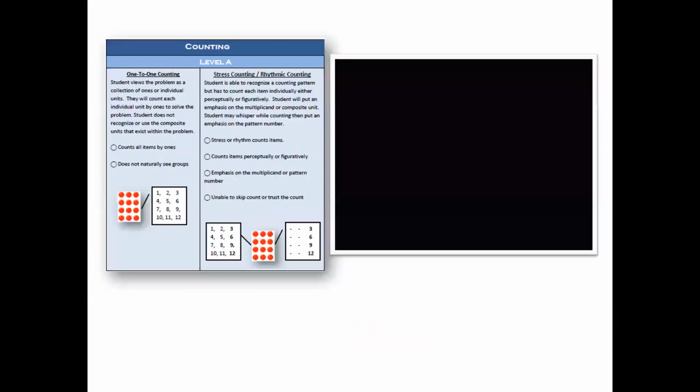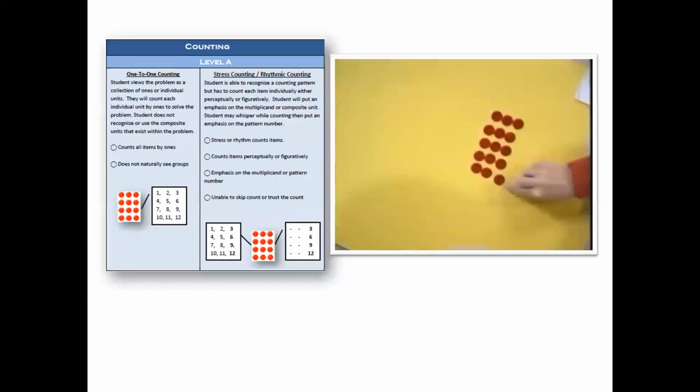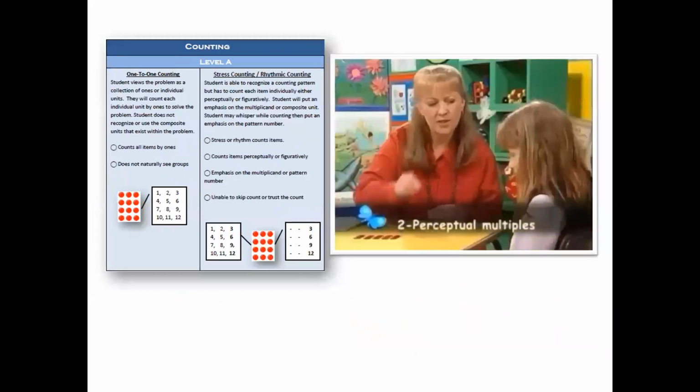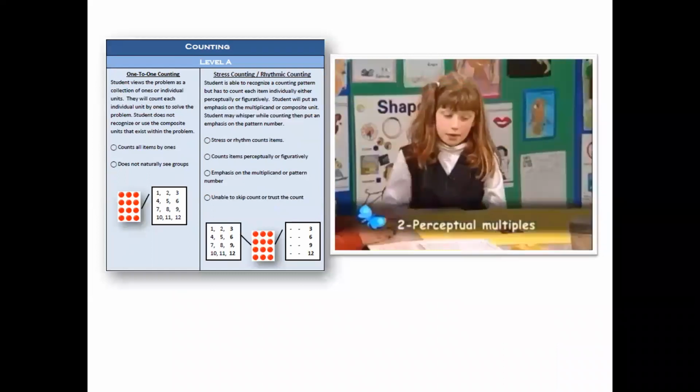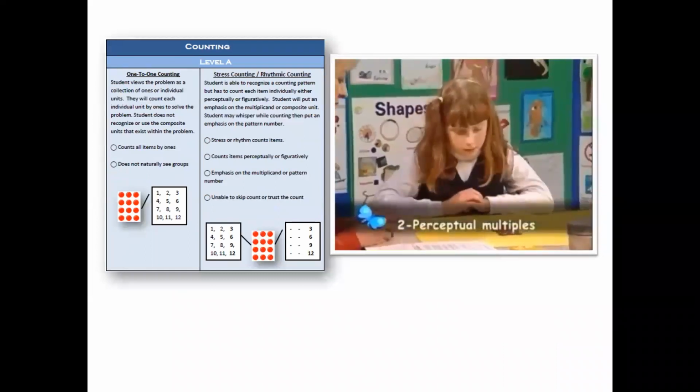And this is an example of what stress counting looks like. Now they're arranged in threes, aren't they? Could you show me how you'd count those counters? You can move them if you'd like to.